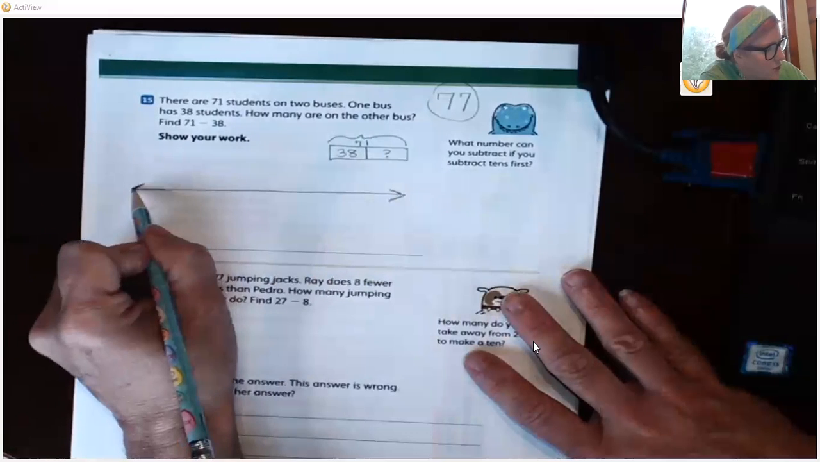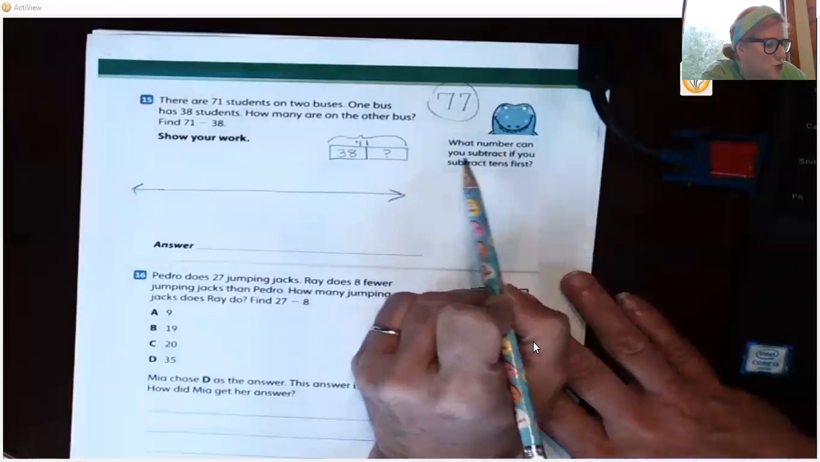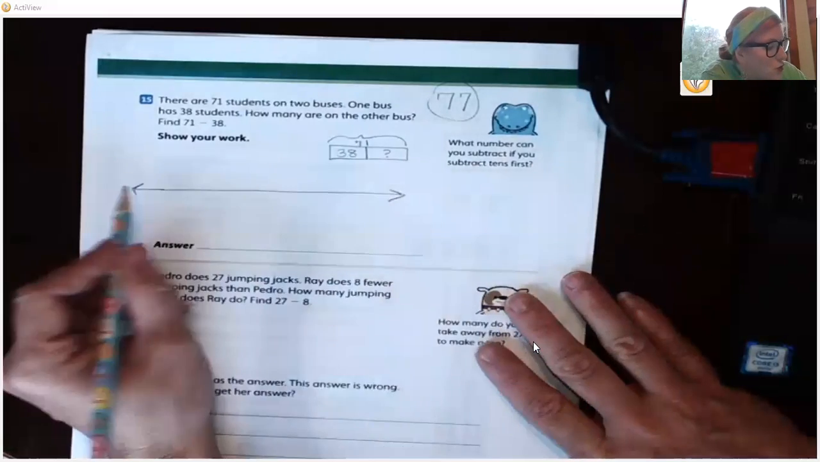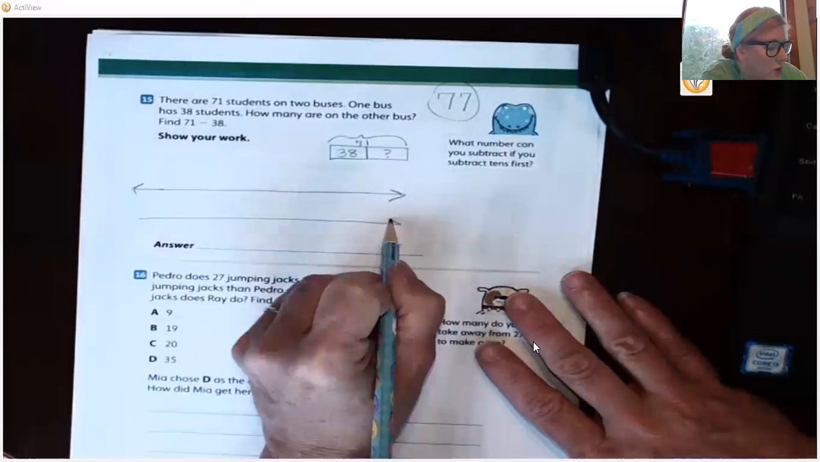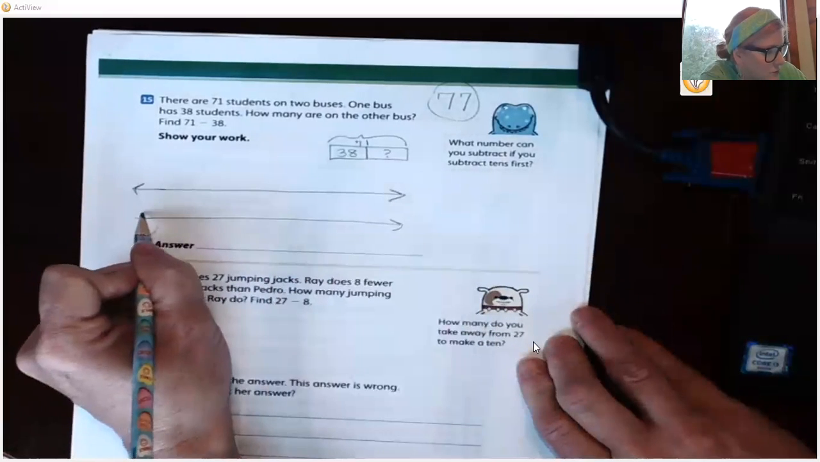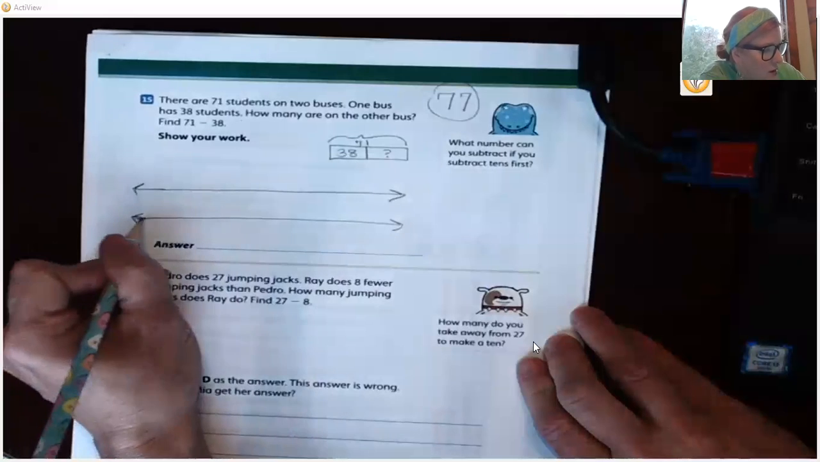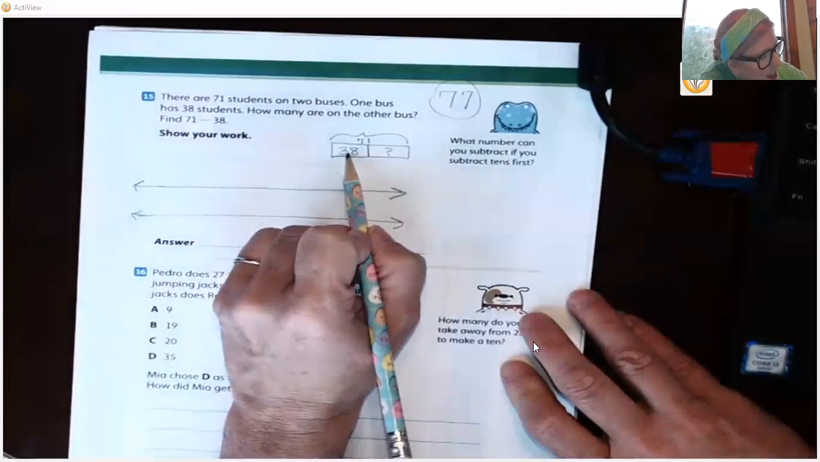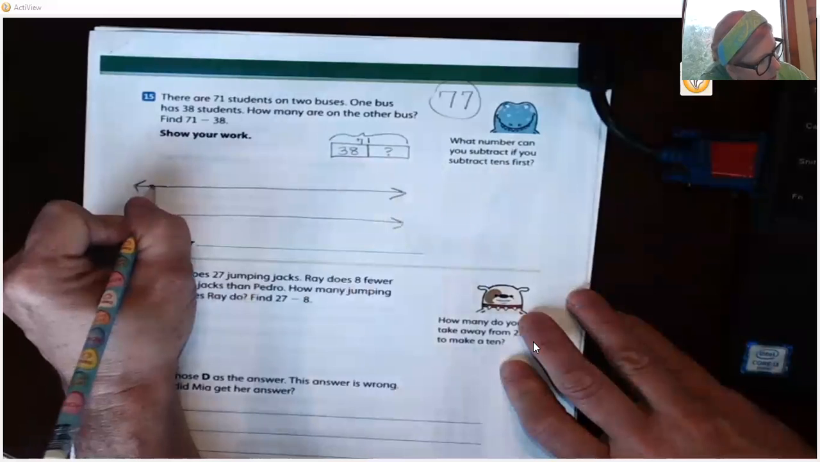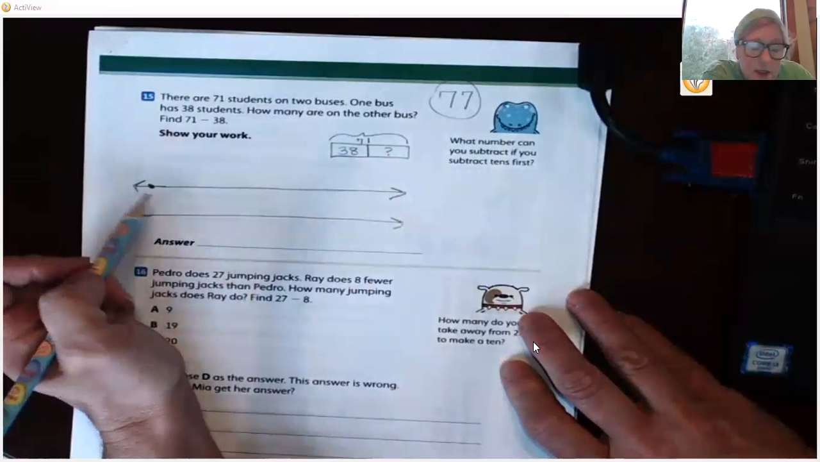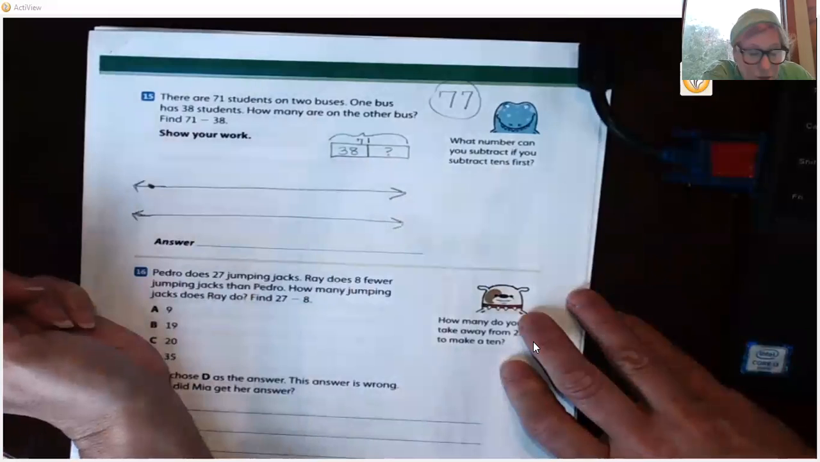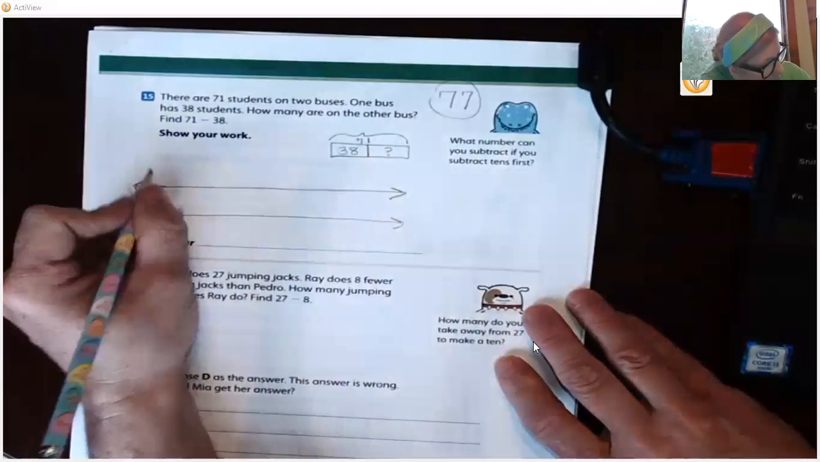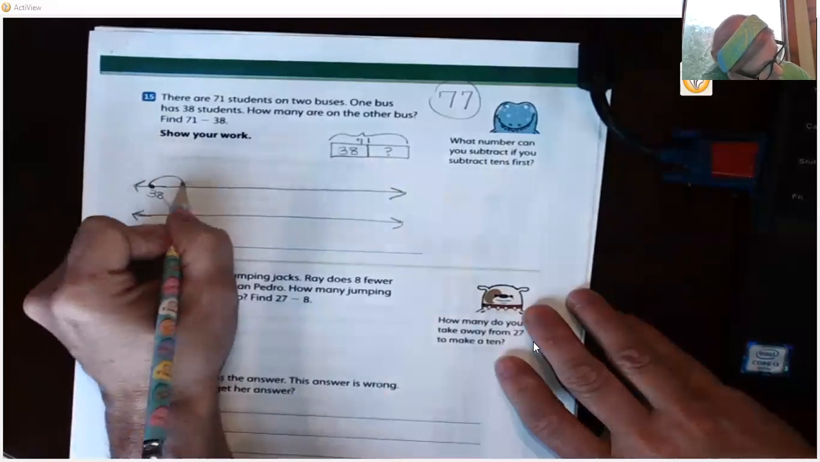Now over here with our little dinosaur, it says, what number can you subtract if you subtract the tens first? So you could do a number line that goes backwards. But we're going to stick with counting up for right now. We're going to start with 38. I like to go to the next number that ends in a 10 or a 0 first. So the next number would be what? 40.